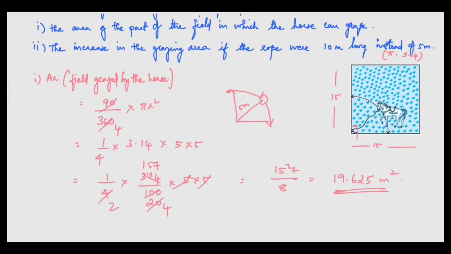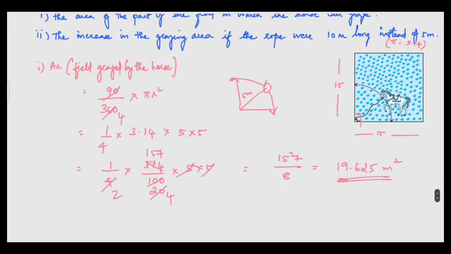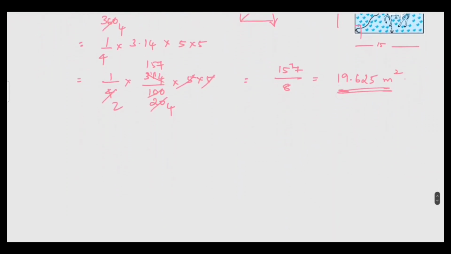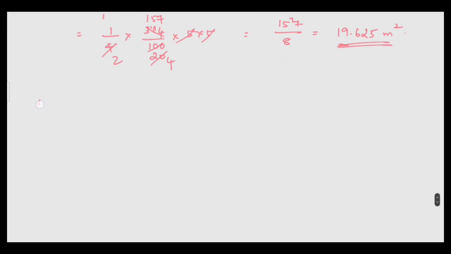Now the second part of the question is, they have increased the grazing area of the rope, by increasing the length of the rope to 10 meters. So now the radius becomes 10 meters. The second part of the question, area of grazed part is 90 by 360 into pi r square, where here r is 10 meters. 1 by 4 into 3.14 into 10 into 10.